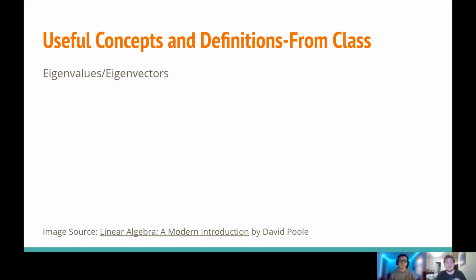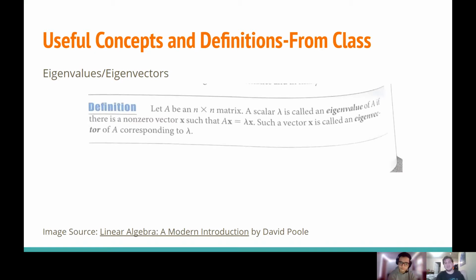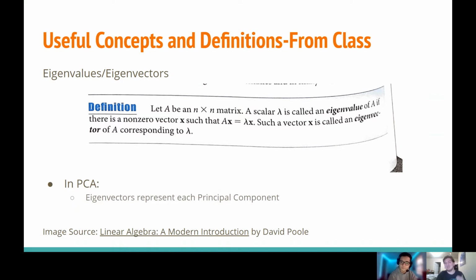As our textbook says, a scalar lambda is an eigenvalue of matrix A if there is a non-zero vector x such that Ax equals lambda x. This vector x is an eigenvector of A corresponding to its lambda. In PCA, the eigenvectors of each principal component will represent each principal component, and the eigenvalues within the matrix represent the variance of each component.